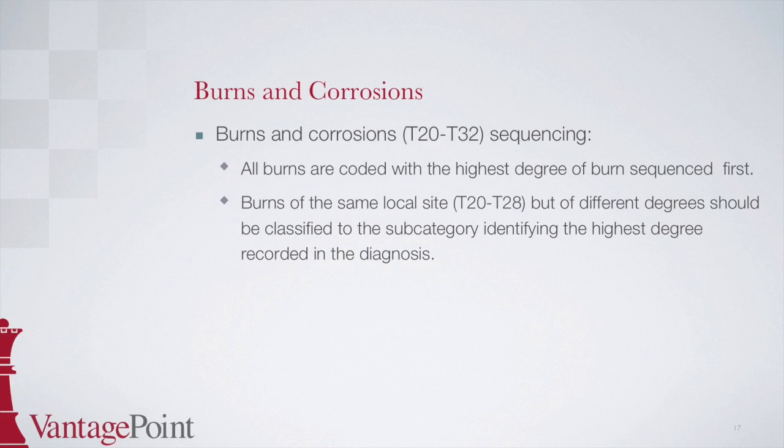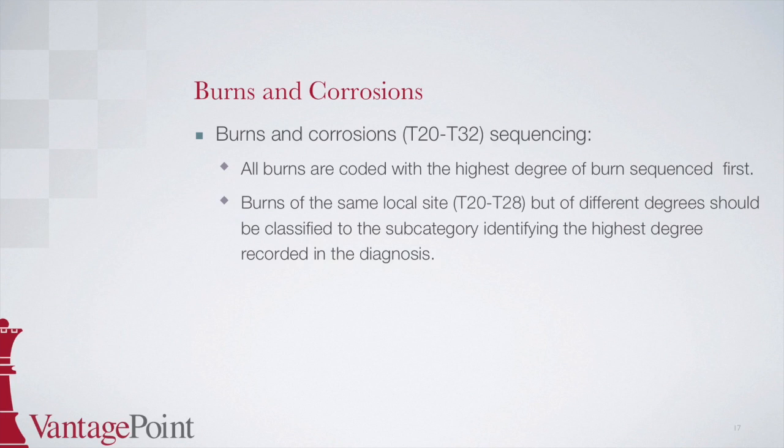In terms of sequencing multiple burns and/or corrosions, you're going to sequence the highest degree burn first. Therefore, if documentation states that a 20-year-old male was admitted for second-degree burns of the neck and third-degree burns of the upper back, you would sequence the code for the upper back before the neck, as a third-degree burn is the most severe.